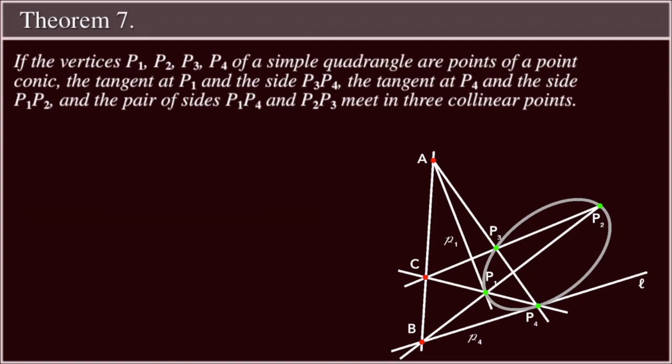Theorem 7. If the vertices P1, P2, P3, P4 of a simple quadrangle are points of a point conic, the tangent at P1 and the side P3, P4, the tangent at P4 and the side P1, P2, and the pair of sides P1, P4, and P2, P3 meet in 3 collinear points.